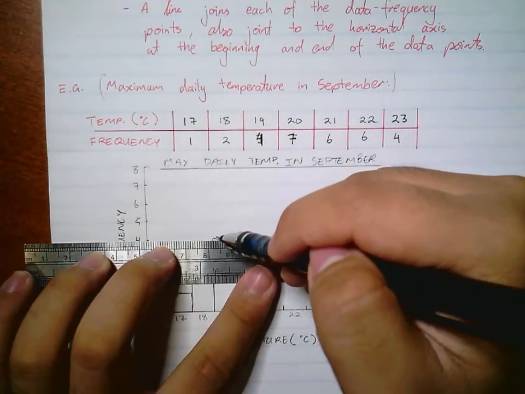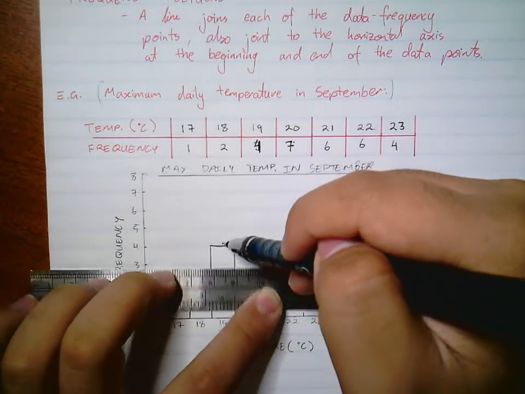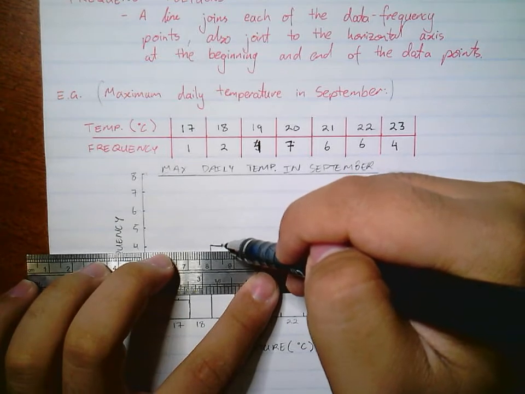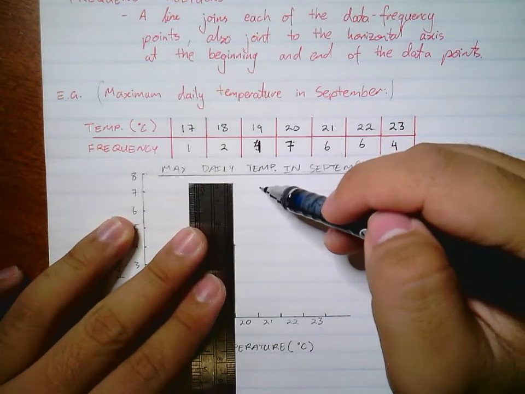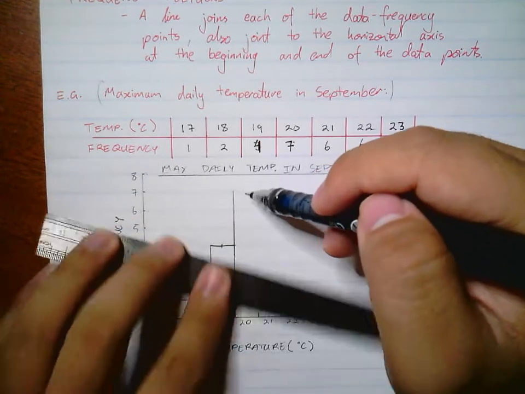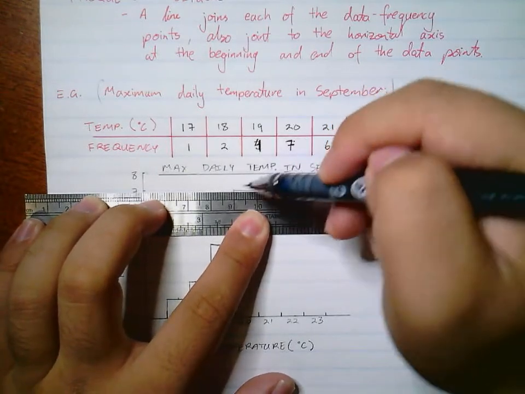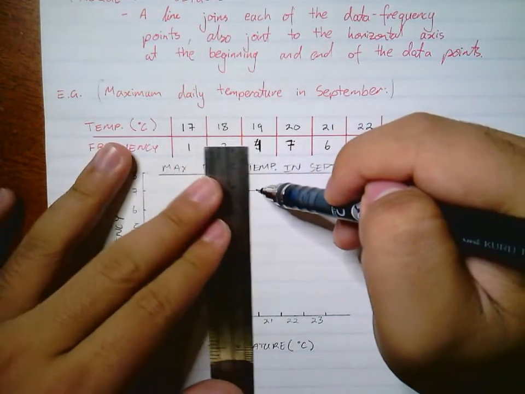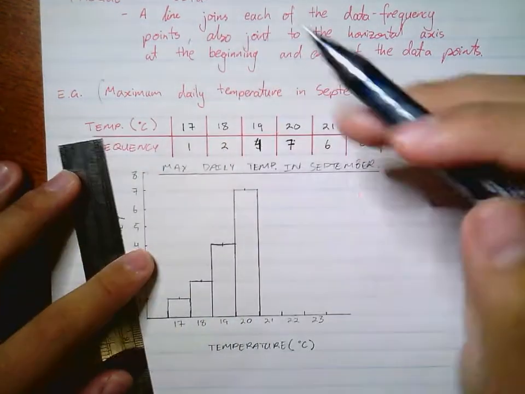Oops, should not have done that. 20 happens 7 times. Since I know it's a centimeter across, I know that will definitely hit my point there. Nice.